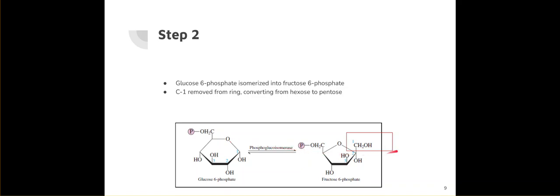and an alcohol group out of the chain, and we're going to go from 6 carbons in the ring, well, 5 carbons, well, 6 counting that one, I guess, and we're going to go into a 5 carbon ring, and this is now fructose 6-phosphate. So this is fructose, and then it's got this phosphate on that 6 carbon there. So it's going from a hexose to a pentose through this process.